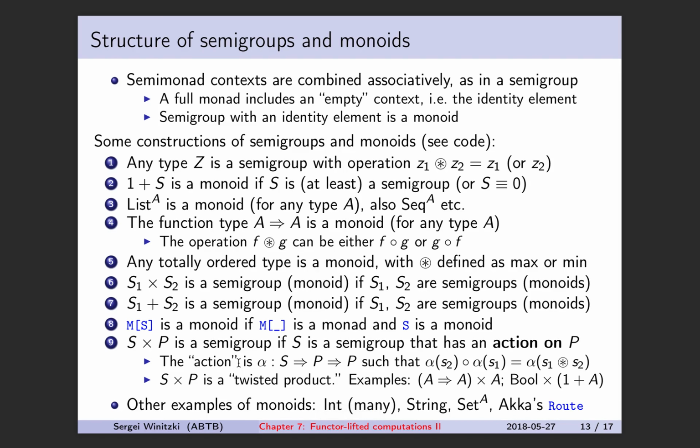Now we have seen that there is this identity and composition, which is very similar to semigroup and monoid. So I consider next the possible semigroups and monoids and how to construct them. These are the various constructions, and I show code for them, such as product and disjunction and so on. I should give some non-trivial examples of monoids.